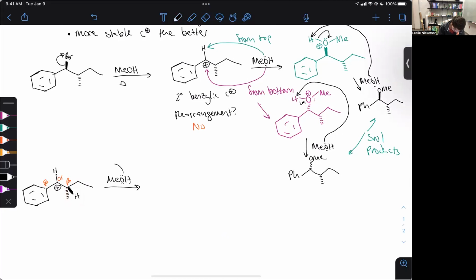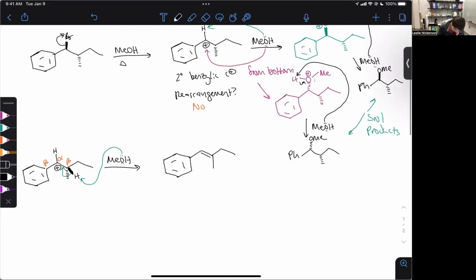Okay, so my methanol is going to come grab my H. So let me do that in color so that you can see it better. Grab the H and then form the pi bond. And that's going to get me to one E1 product. But I just as easily could have gone with this conformation. Ooh. Sorry, I have to rotate this in my head a little bit.